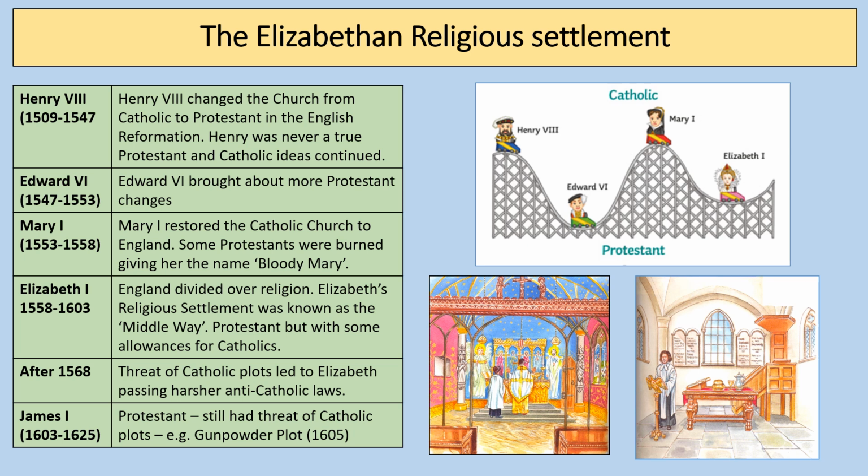Now, the threat of Catholic plots after 1568 led to Elizabeth gradually passing harsher anti-Catholic laws, particularly after 1580. And then to complete the story, after Elizabeth, James I, who became king, was Protestant, and he still had a threat of Catholic plots with things like the Gunpowder Plot.